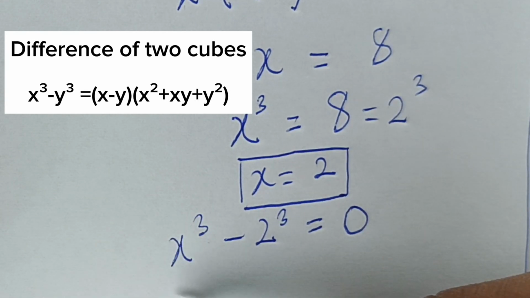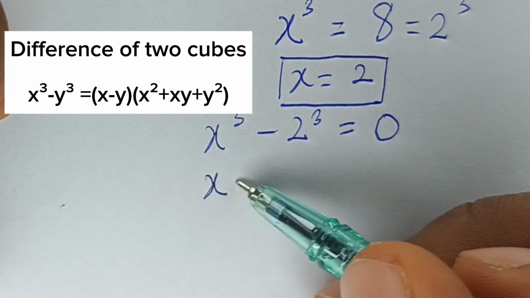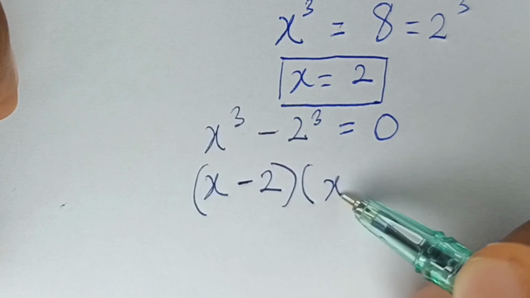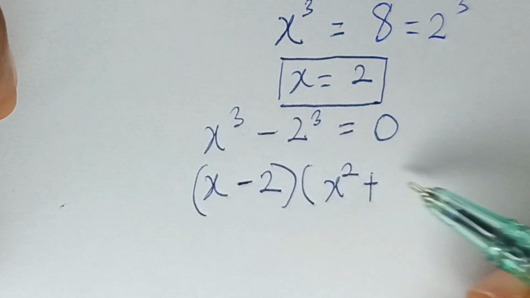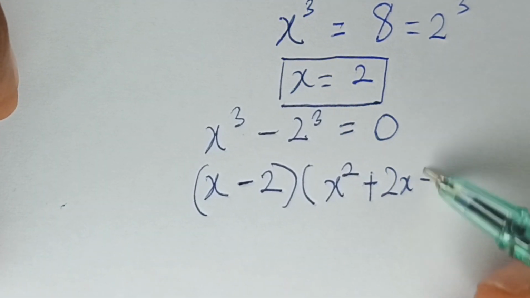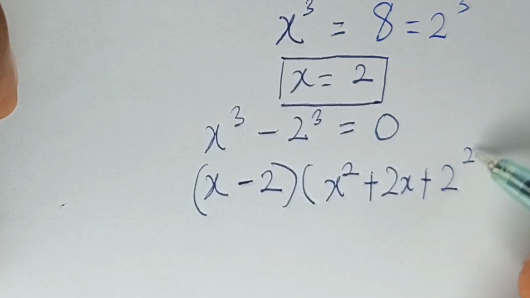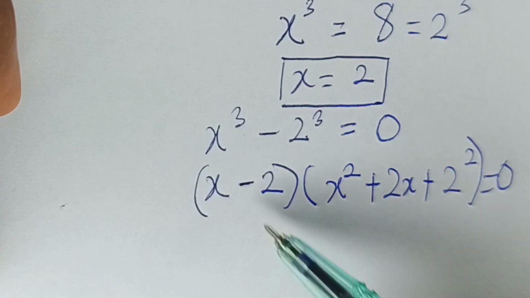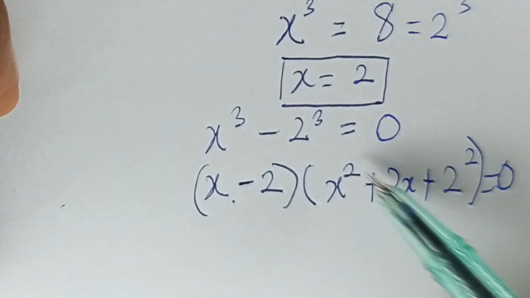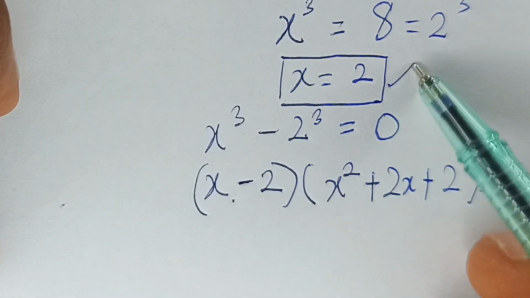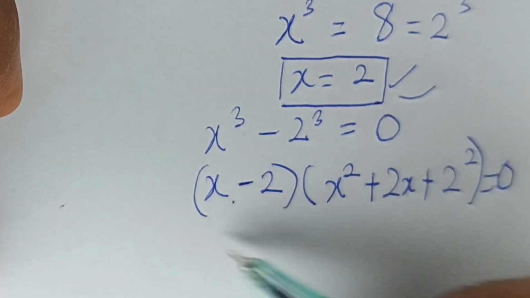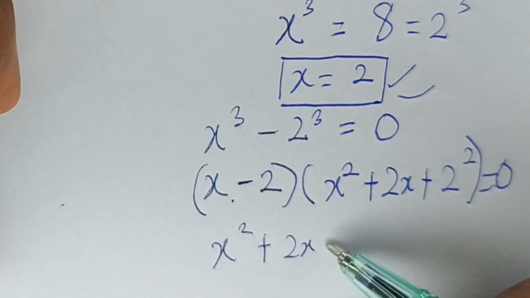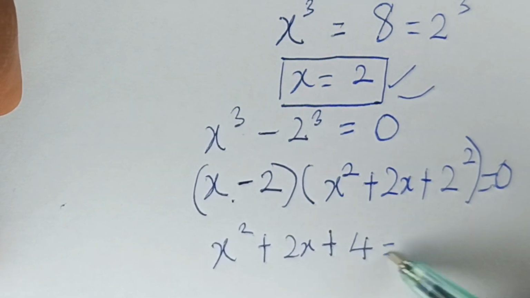So what we have from here becomes x minus 2 into x squared plus 2x plus 2 squared, okay, is equal to 0. Now from here, you're already seeing our first answer, which is that x minus 2 is equal to 0, hence x is equal to 2, which we already have here. The second answer now will be given by this equation, which is x squared plus 2x plus 4 equal to 0.